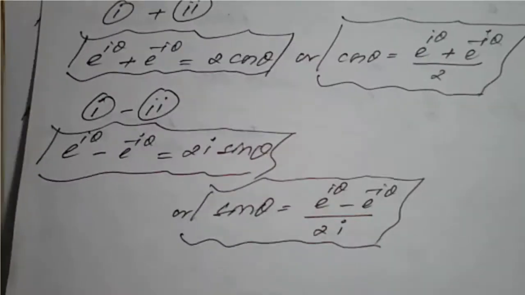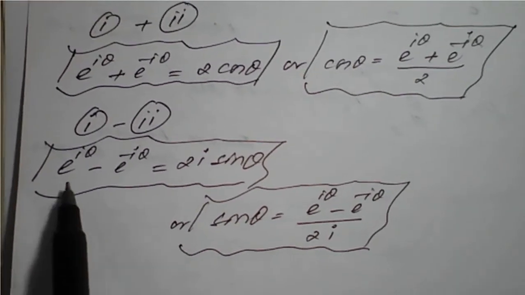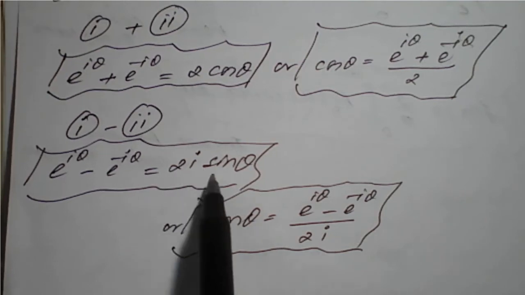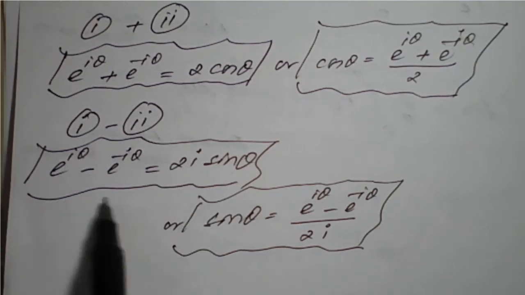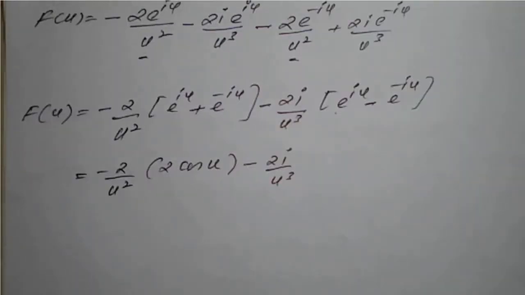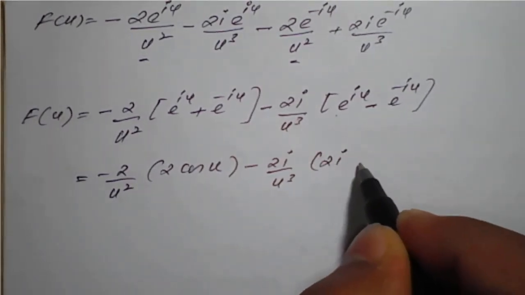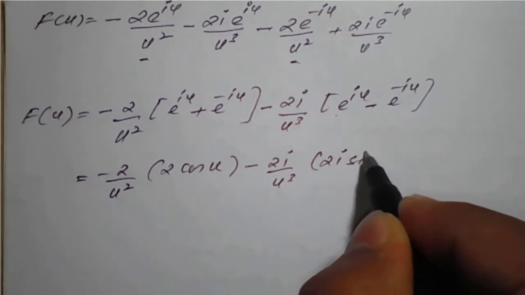Again we have one more result here, e raised to i theta minus e raised to minus i theta is nothing but 2i into sine theta. So we'll apply this result to the second term, which is nothing but, it will become 2i into sine of u.